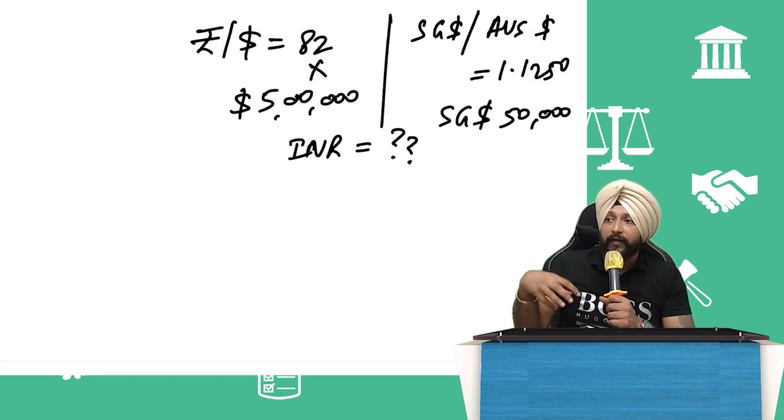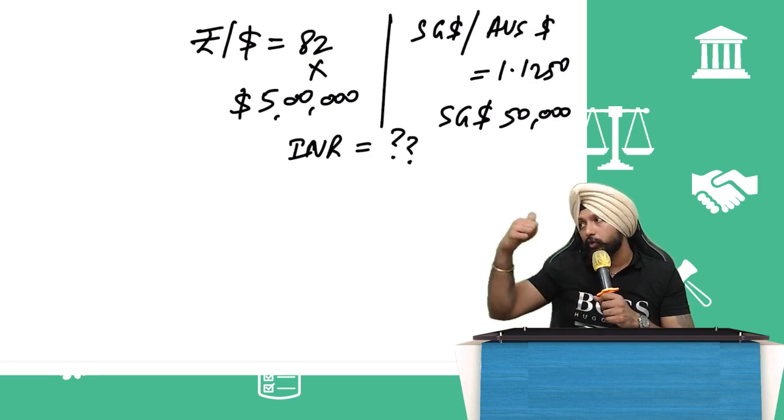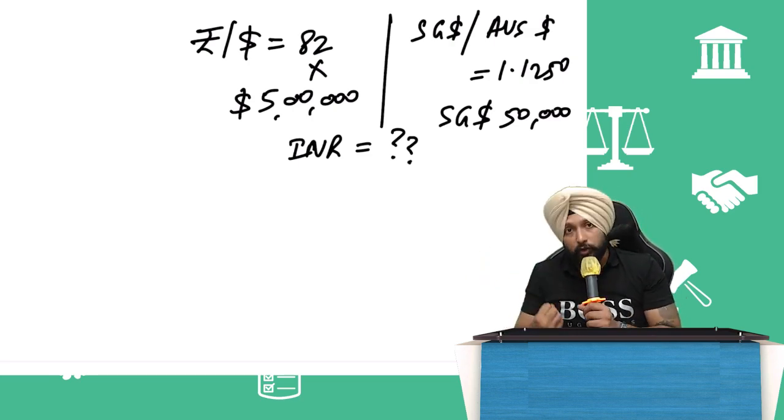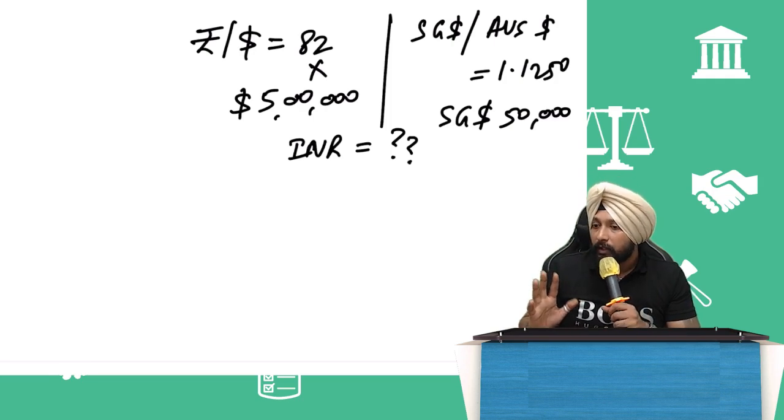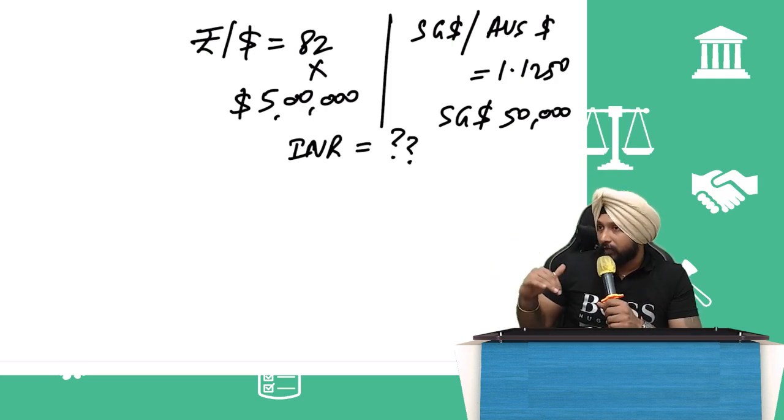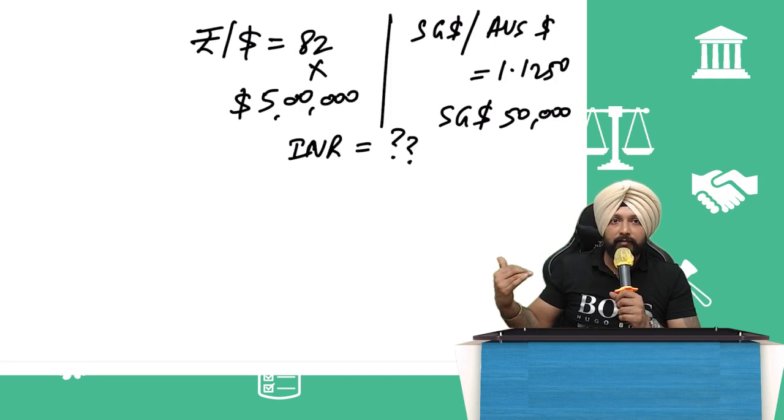Now, what do I have in hand? I have Singapore dollars in hand. So if I convert from Singapore dollars to Australian dollars, I should get fewer Australian dollars. Do you understand what I'm saying? So to get less, will you multiply or divide? I should divide in this case.